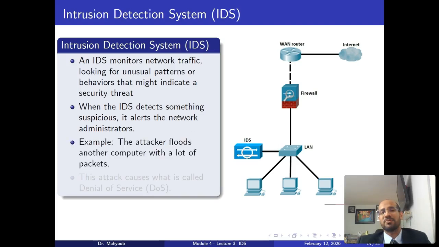So as the example we mentioned at the beginning as a question, the attacker tries to flood another computer with a lot of packets. That is called a flooding attack. And this attack is called the denial of service attack, because it makes the service denied when it is accessed by legitimate users. They are trying to access it, but because the service is overwhelmed and busy all the time because of the flood, it cannot serve legitimate users. That's why it's called denial of service.